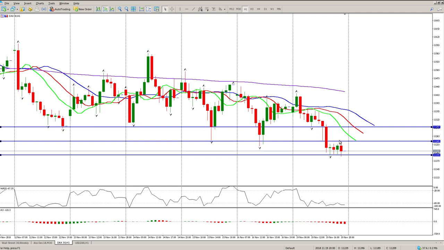A break below this fractal level here of 11,195 is going to give us a move to the downside.